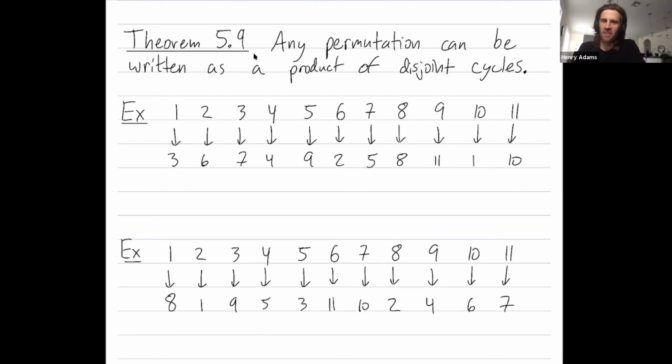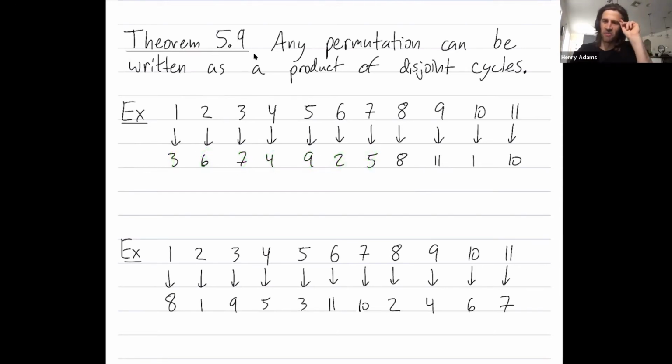Welcome, folks. I want to talk about Theorem 5.9 in our book, Judson, which proves that any permutation can be written as a product of disjoint cycles. So here I've drawn a permutation for you. I've drawn it in a different way. Usually I write my numbers also in sequential order on the bottom, and then all of the arrows cross.